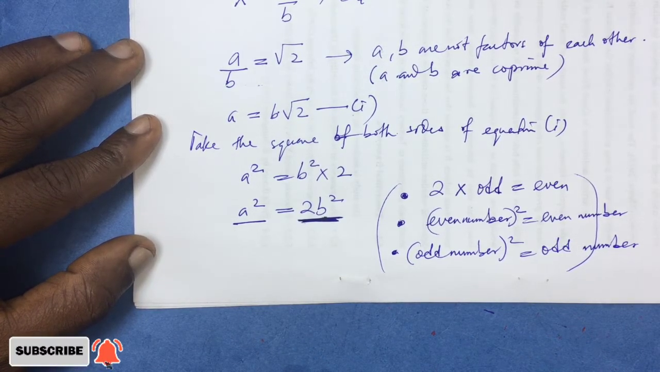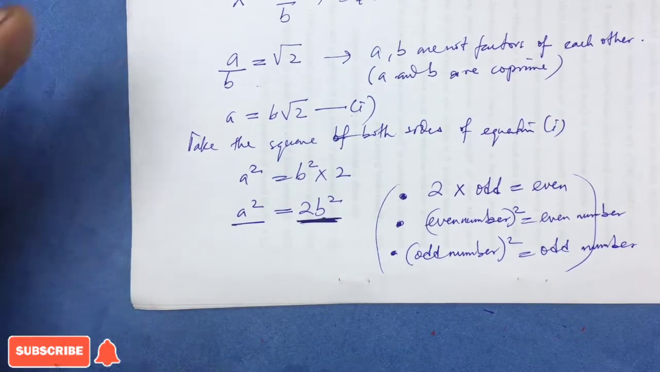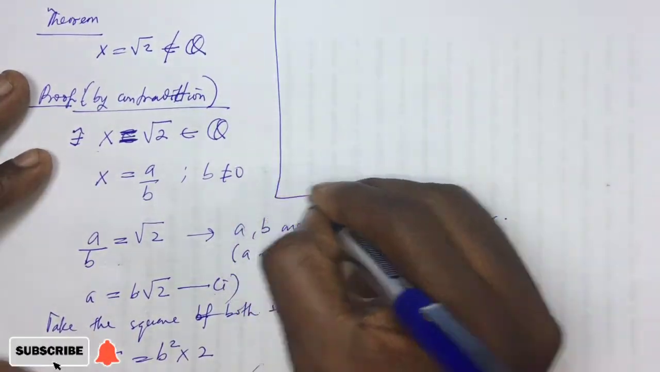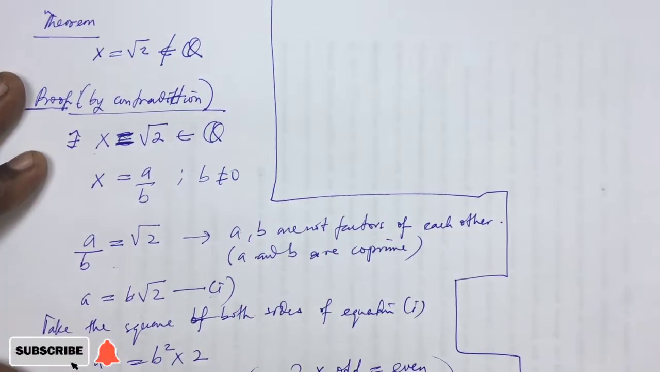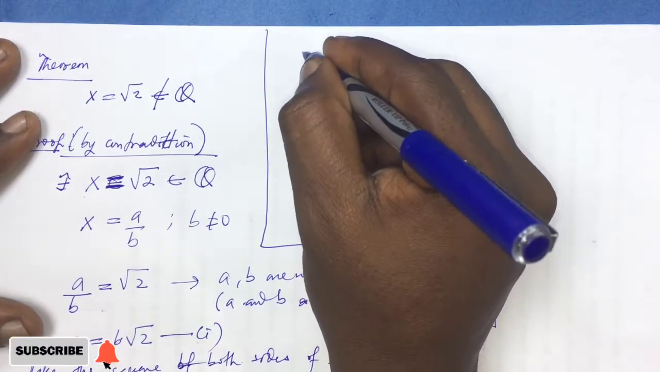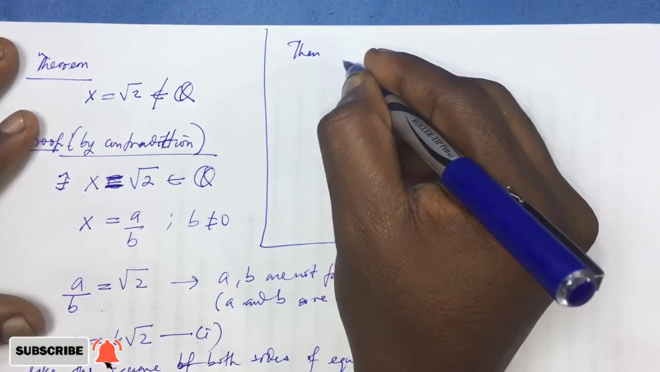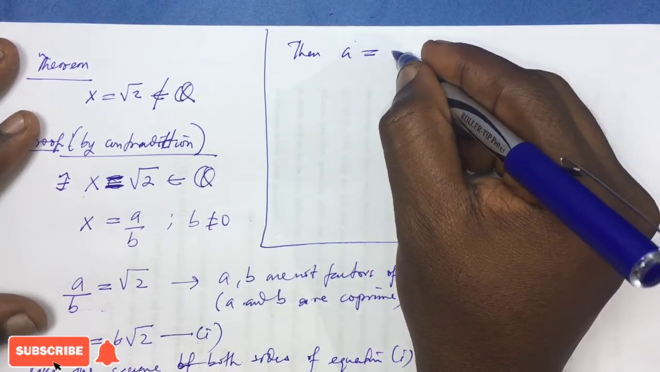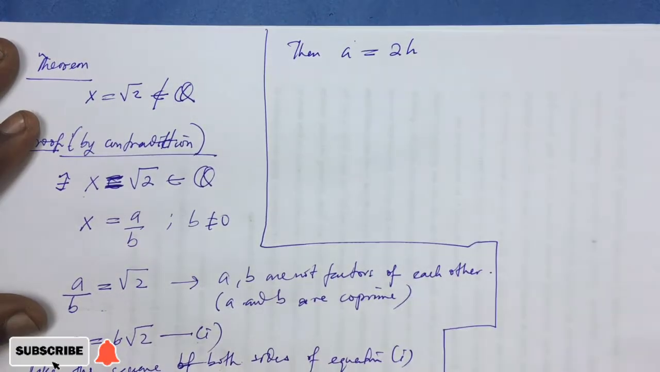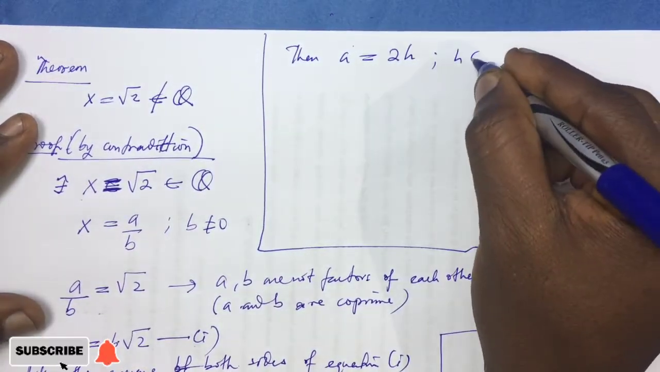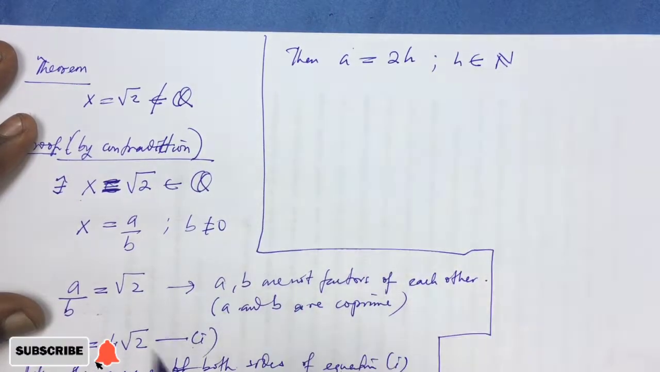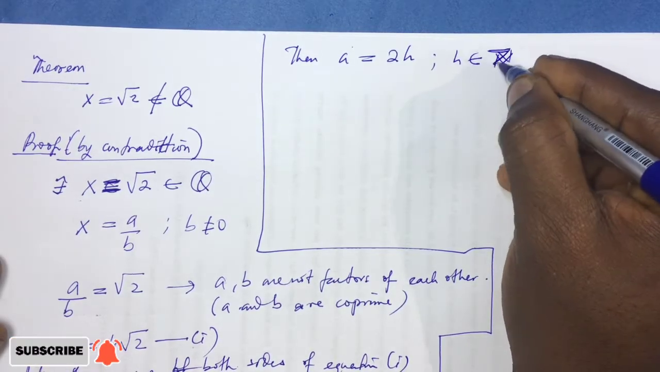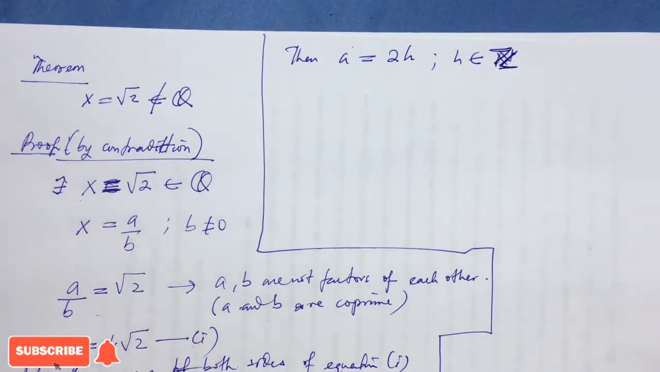Okay? Now, if a squared, based on that assumption, is an even number, let's continue from this point. What it means is that if a squared is an even number, then a itself can be written as 2 times a number, say h, in which case h is a member of N, the natural number system. Or, in particular, you can even make it broad: a is a member of Z, or h is a member of Z.